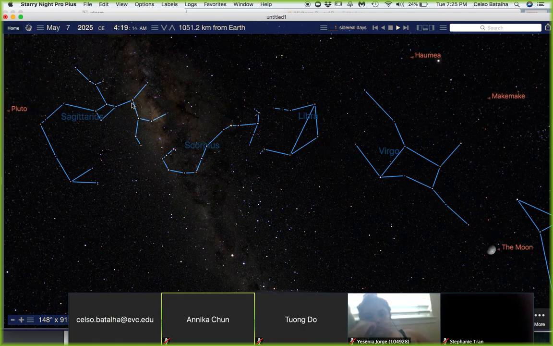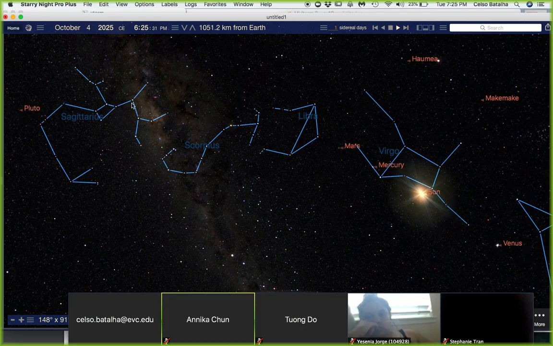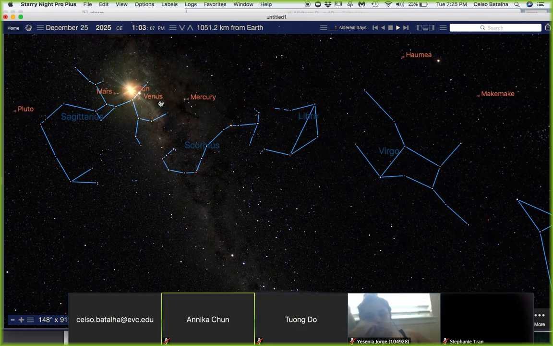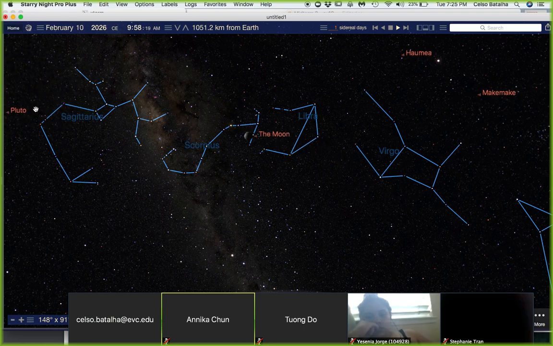So that's it. Think about prograde and retrograde motion. This is what it is. Look at Mars. Mars is prograding right here. It keeps prograding, keeps prograding, and progrades all the way.